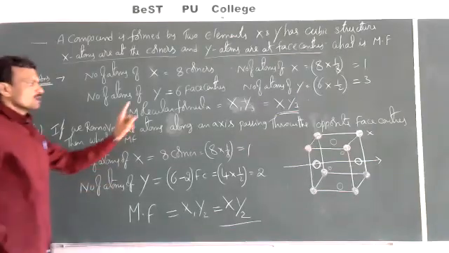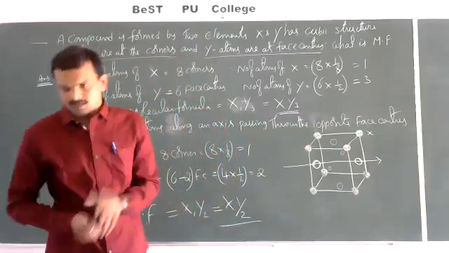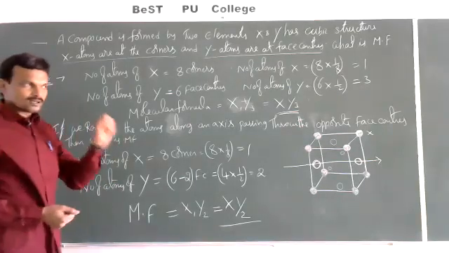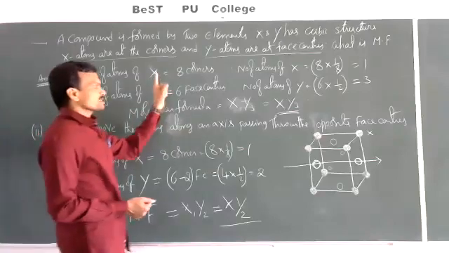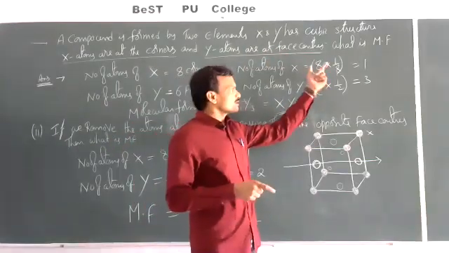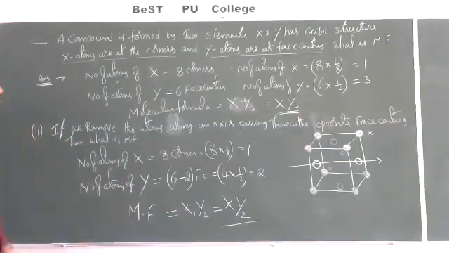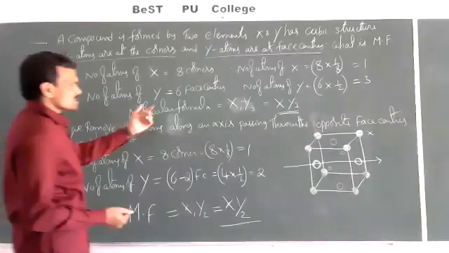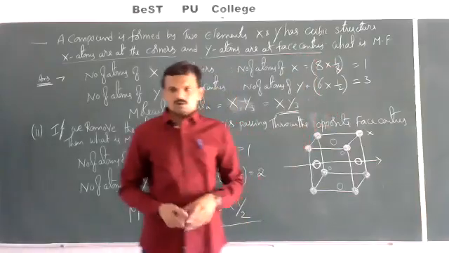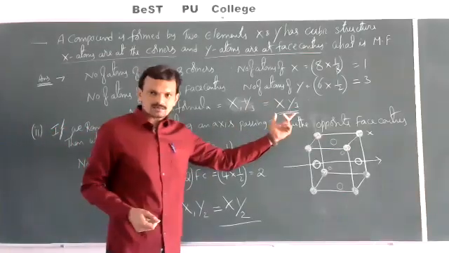See once again. In a cubic system, X atoms are at corners, Y atoms are at face centers. Then what is the molecular formula? Since there are 8 corners, 8 lattice points are present at 8 corners, and the contribution of each corner is 1 by 8. So the number of atoms is 8 into 1 by 8, which is 1. Now, Y atoms are present at face centers. A cube has 6 face centers. Contribution is 1 by 2. 6 into 1 by 2 is 3. So 1 atom of X and 3 atoms of Y are there. So the molecular formula is XY3.